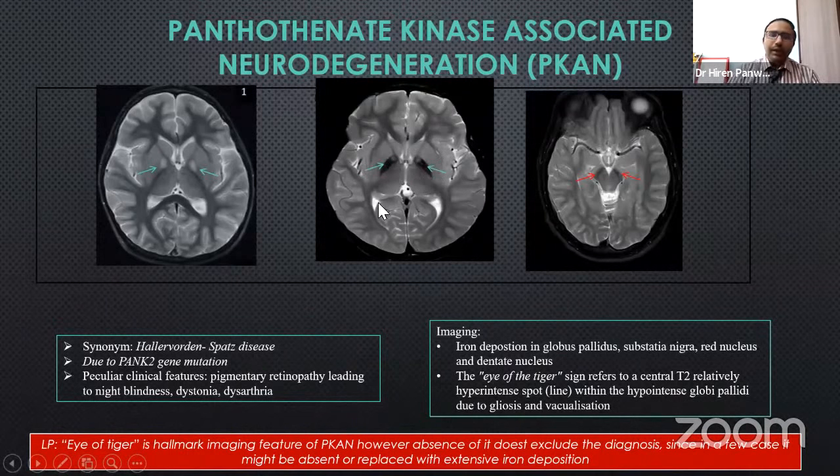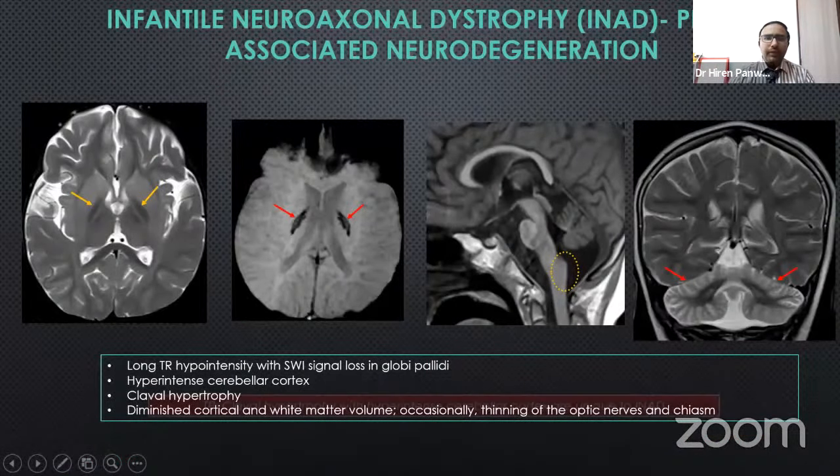But when you look early, it can have only hyperintensity on the medial aspect. And when you see a late scan of the same child, you can see that this medial aspect has also been replaced by T2 hypointensity or susceptibility blooming. So we cannot exclude PKAN if we don't see the eye of the tiger sign. That is the take-home point.